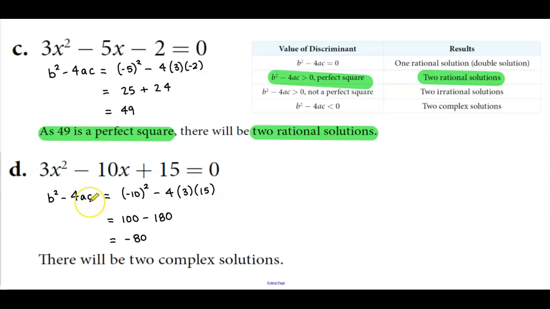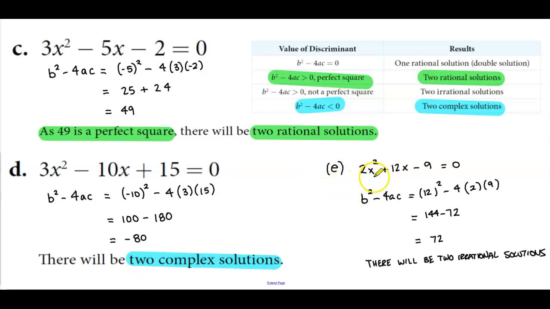Part D, we have b squared minus 4ac, which is equal to negative 10 squared, because b is negative 10, minus 4 times a, which is 3, times c, which is 15. We get 100 minus 180, which gives us negative 80. So since we get negative 80, that means this is less than 0, which tells us that we have two complex solutions.